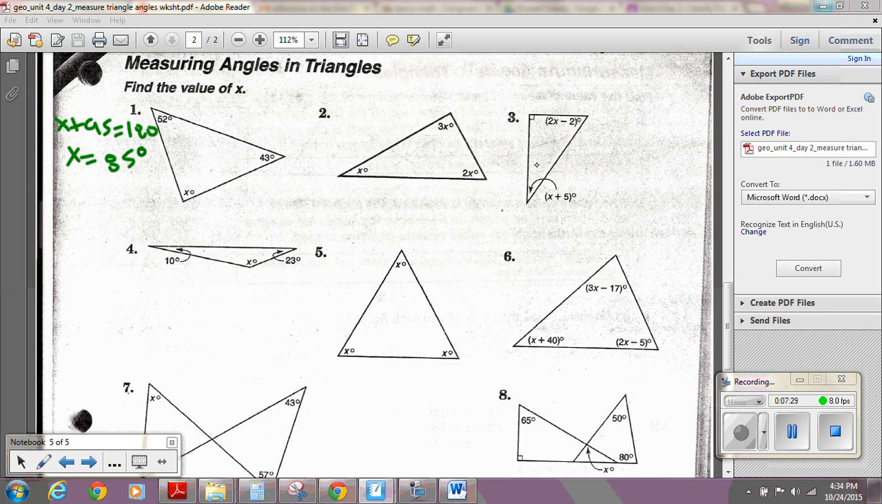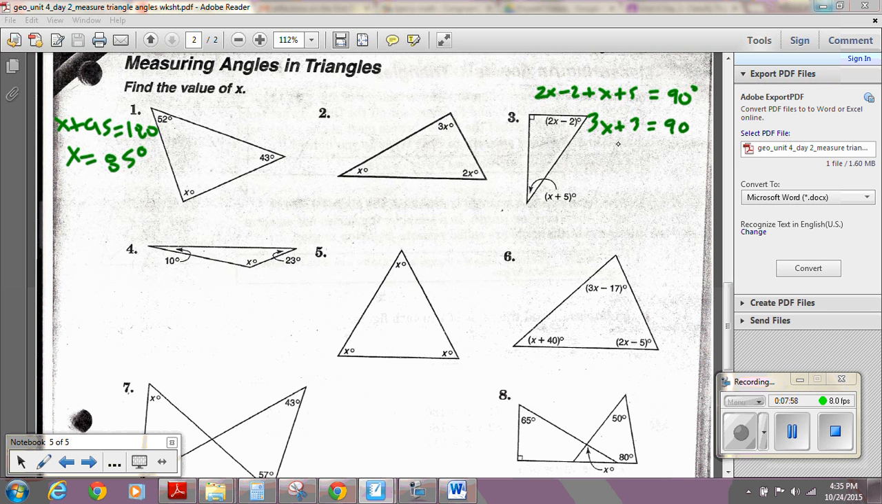On number 3, this is a right triangle. So these two other angles should equal 90 degrees. So that means 2x minus 2 plus x plus 5 equals 90 degrees. Combine my like terms, so that's 3x plus 3 equals 90 degrees.